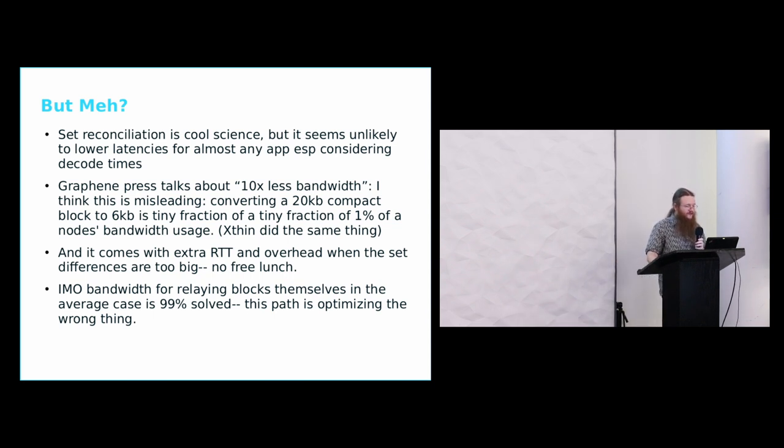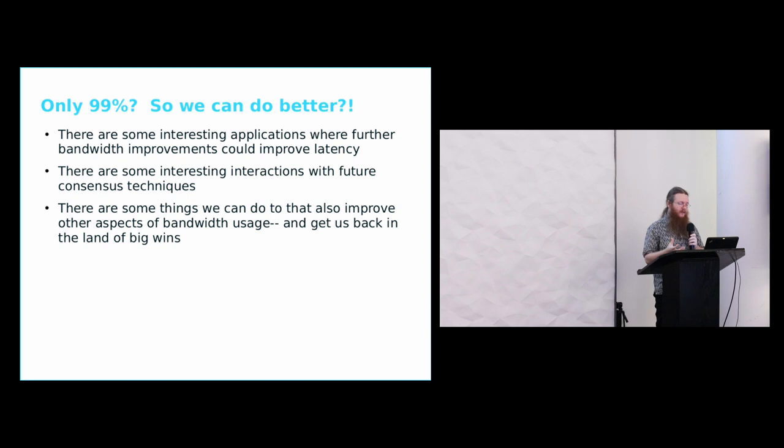So there are applications where further bandwidth improvements would still improve latency. Compact blocks gets our block relay down to using 20 kilobytes of bandwidth. That doesn't take long to send over any normal link. So you wouldn't think that reducing bandwidth further would improve latency, but there are cases where it will. There are also some interesting interactions with future consensus techniques, which we'll talk about. And there are some things that we can do which aren't necessarily useful for block propagation, that improve our bandwidth overall.